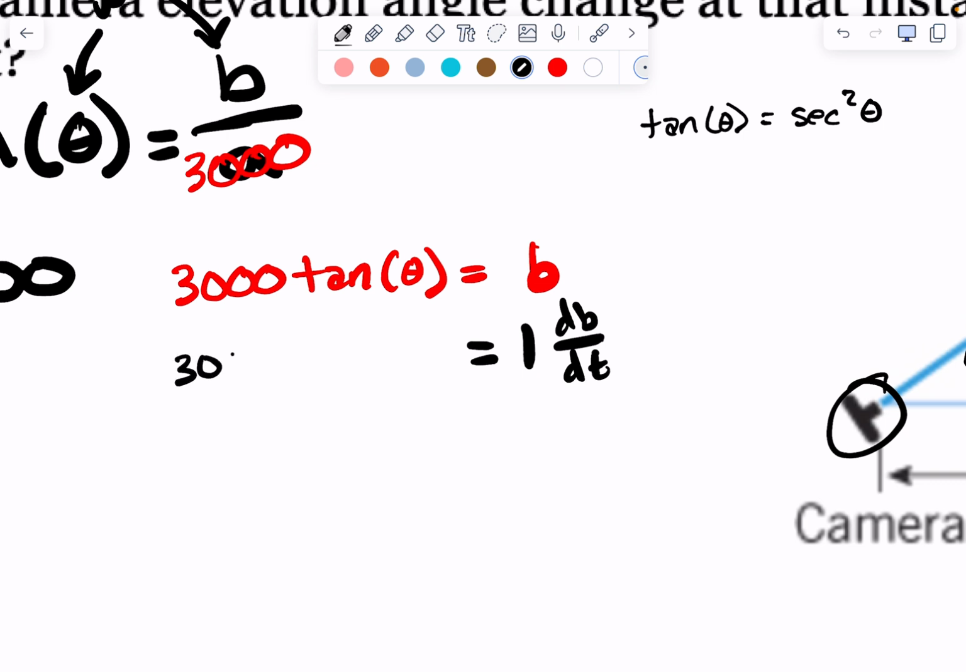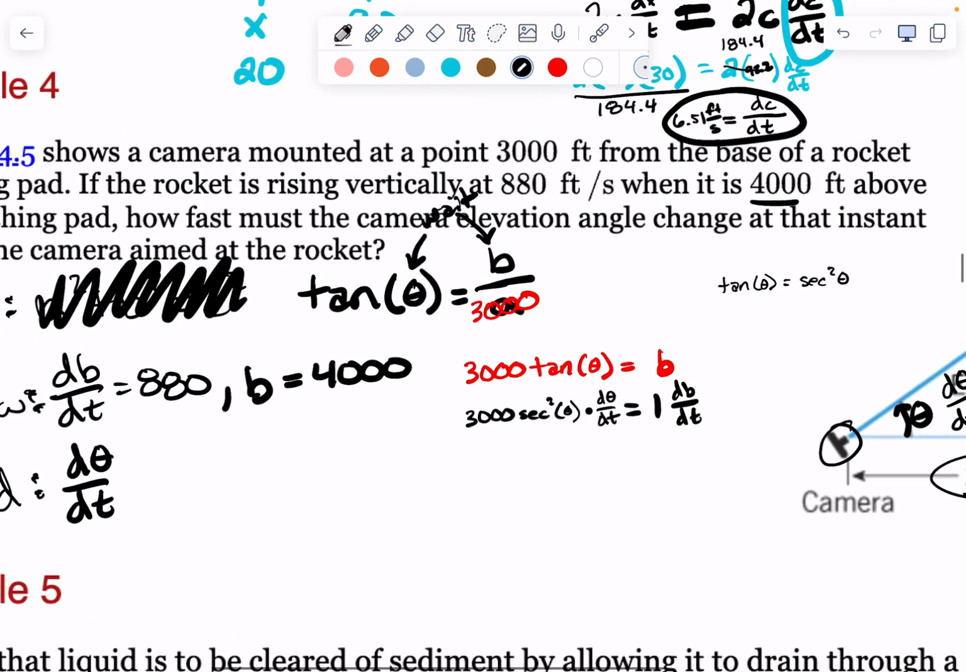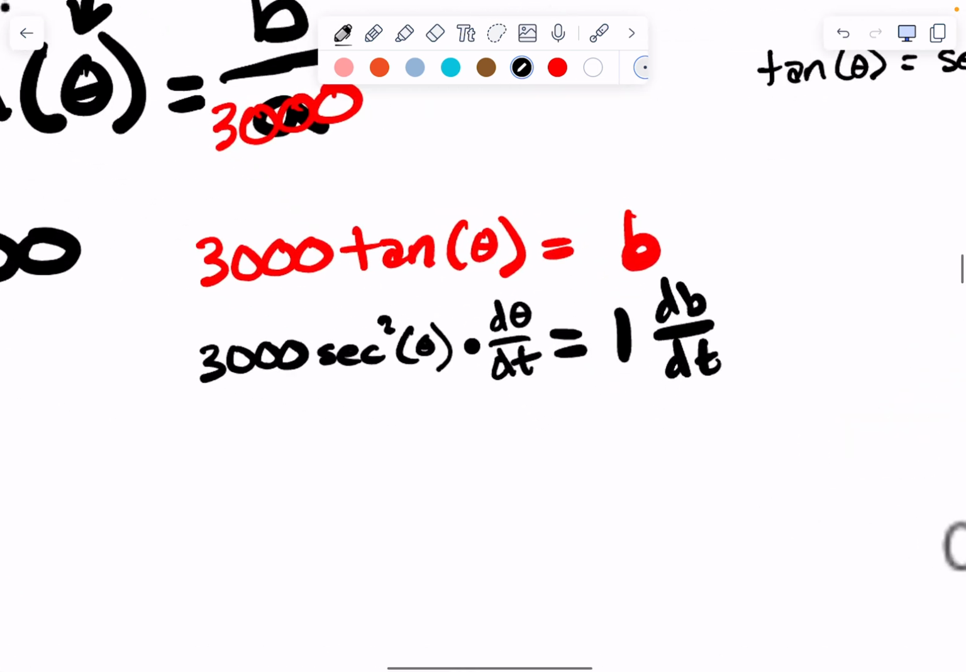So this will be 3,000 secant squared theta times d theta dt. The derivative of the inside is d theta dt. Okay. That's my derivative. Beautiful. We don't even have to plug B in anywhere. Right? Interesting. Okay. All right. Let's plug in things that we know.